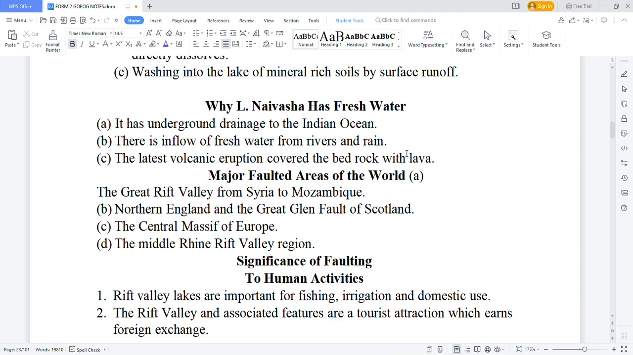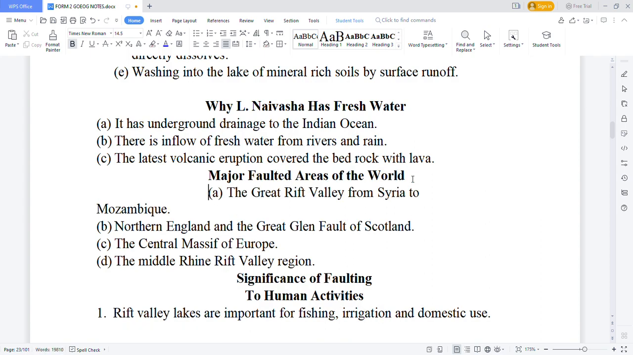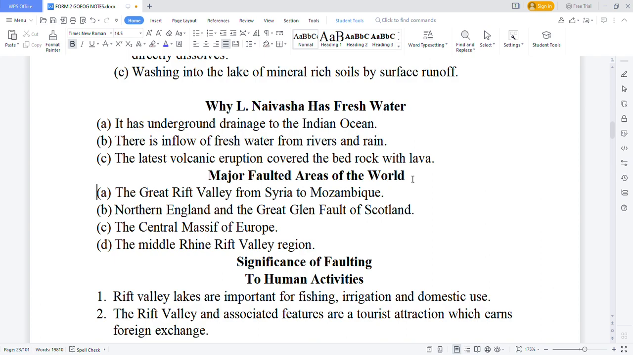The last one, the latest volcanic eruption that occurred covered the bedrock with lava. Those are the reasons why Lake Naivasha has fresh water. So if you are told in exams, and I am very sure you will be told in exams, give reasons why Lake Naivasha has fresh water.